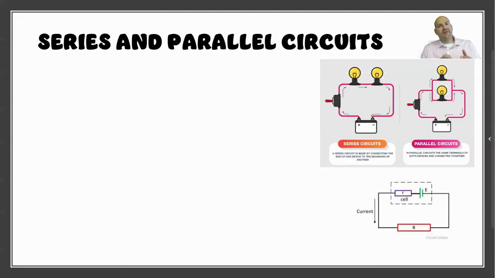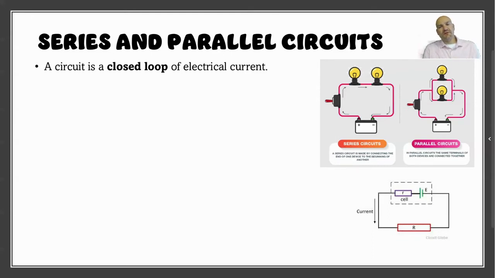Now we're going to start looking at the different types of circuits. We're first going to focus on resistor circuits that are in series and parallel, and then we're going to dive into resistor-capacitor circuits. One thing to know is that to have a circuit, you have to have a closed loop. A closed loop is what's going to get that electricity to flow.